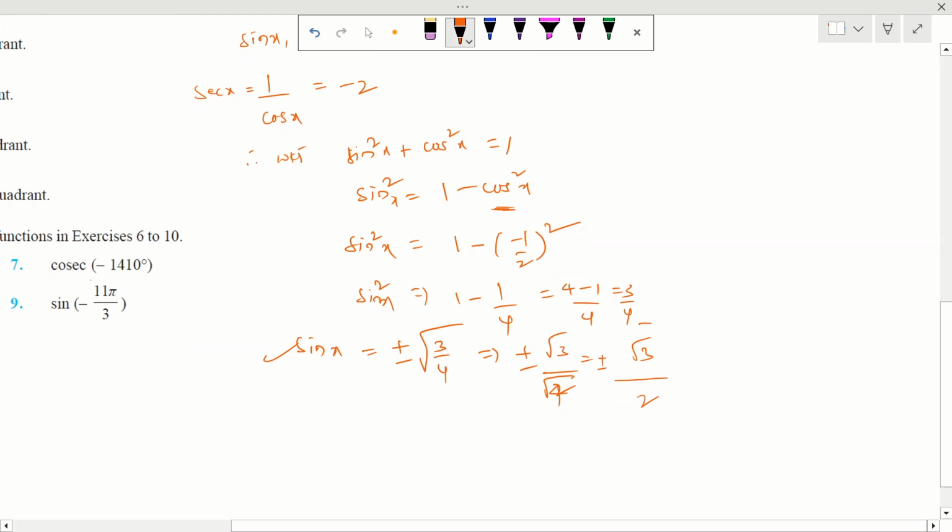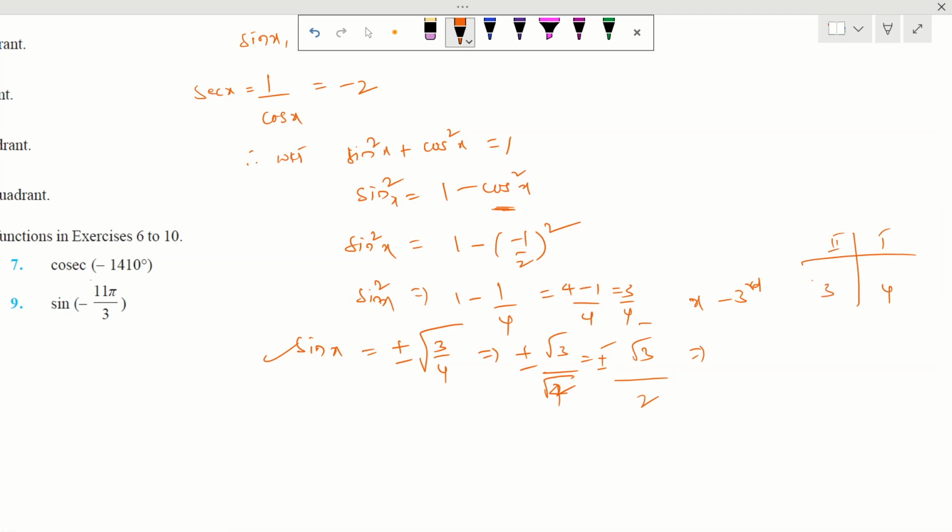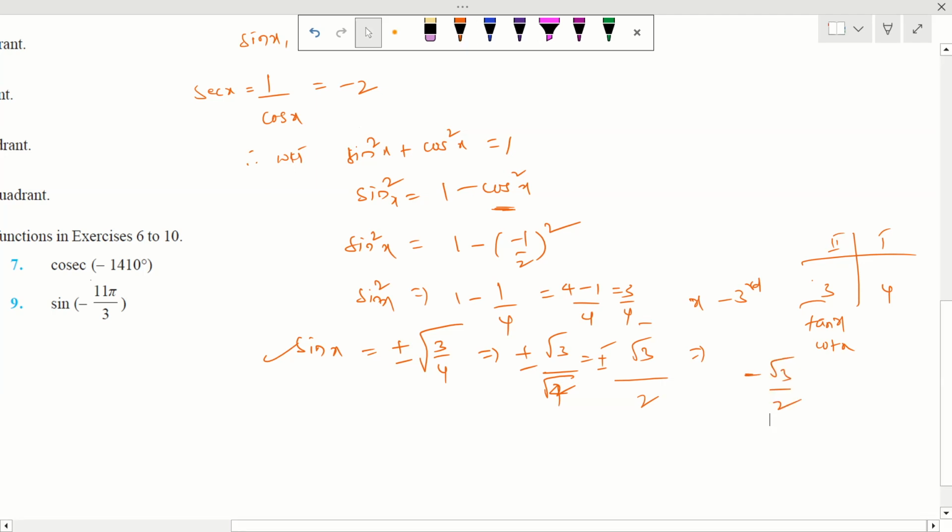Now we have to decide whether it is plus or minus. We have to recall that x is in the third quadrant, as the statement says. We know that in the third quadrant, tan x and cot x are positive and the remaining are negative. So the value is negative: sin x is negative root 3 by 2.